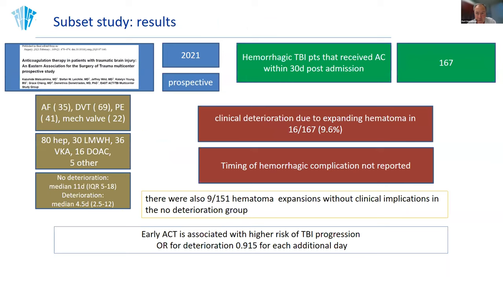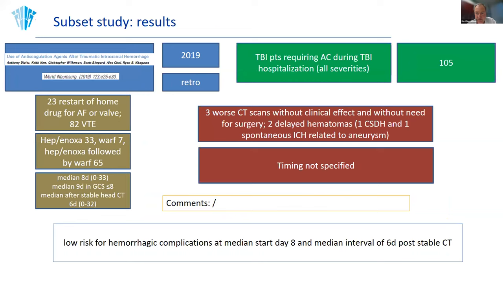So there is one prospective study with 167 patients. I think it's the best evidence we have. They had a clinical deterioration in about 10% of the patients, and those with deterioration had a median start time of 4.5 days. The patients without deterioration had a median time of 11. The rest are retrospective studies, 105 patients, about five had expansion of the hematoma, so about 5%, and they had a median start day of 8 and a median start day of 6 days after a stable head CT scan. So that's also important information.